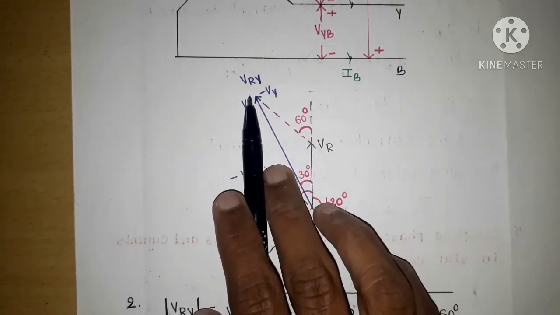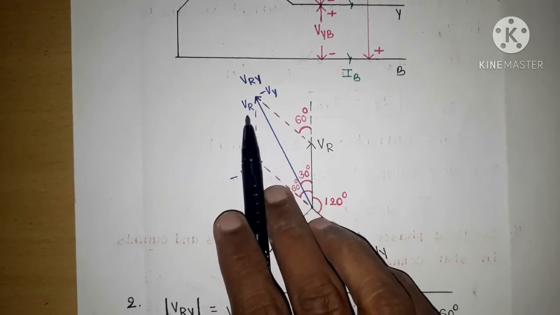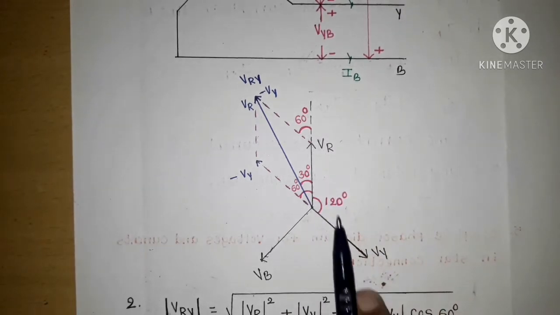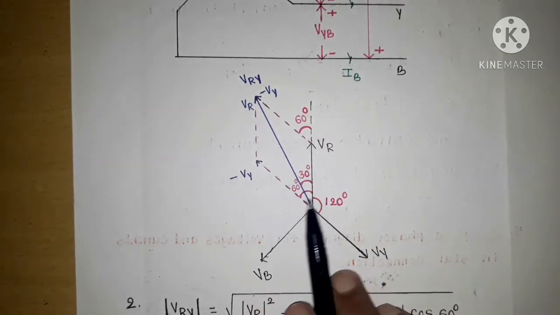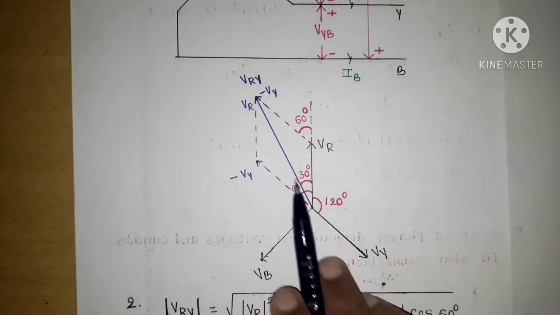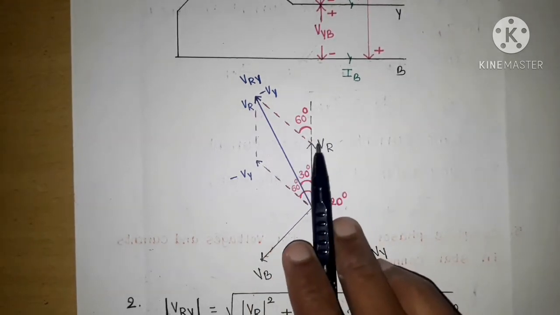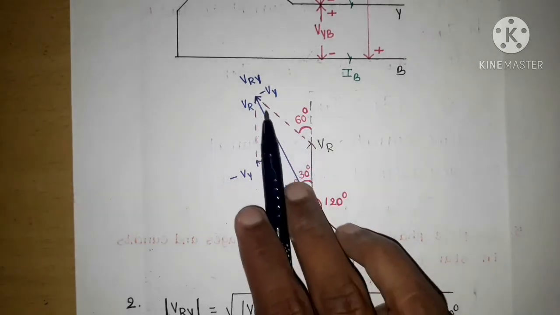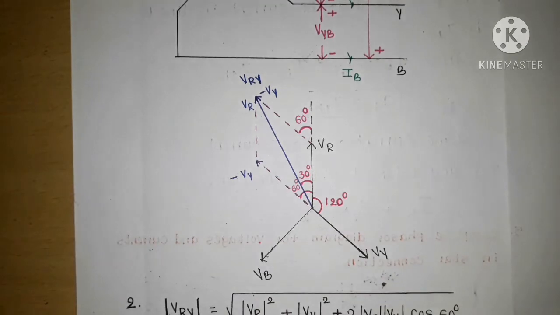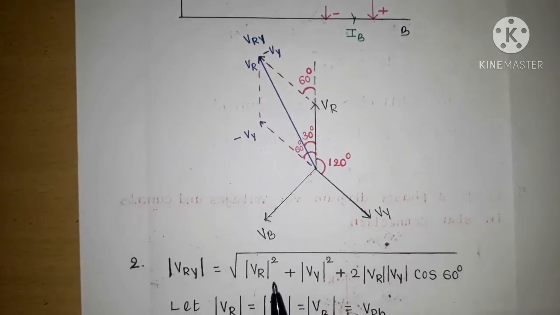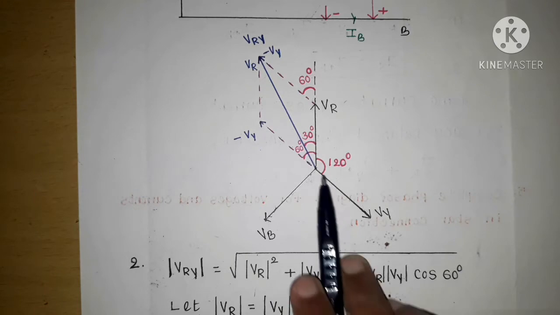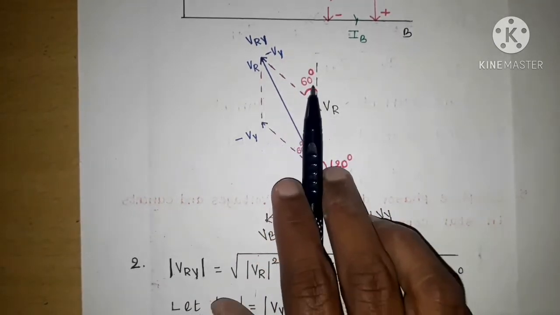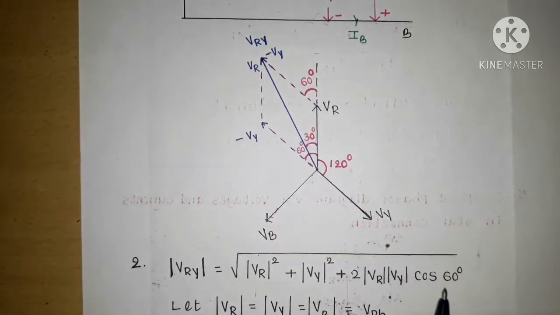So VRY is the line voltage. The angle between VR and VY is 120, between VR and minus VY is 60, and between VR and VRY is 30 degrees. Here the resultant of VR and minus VY is VRY. So VRY equals root over VR square plus VY square plus 2 times VR VY into cos 60.